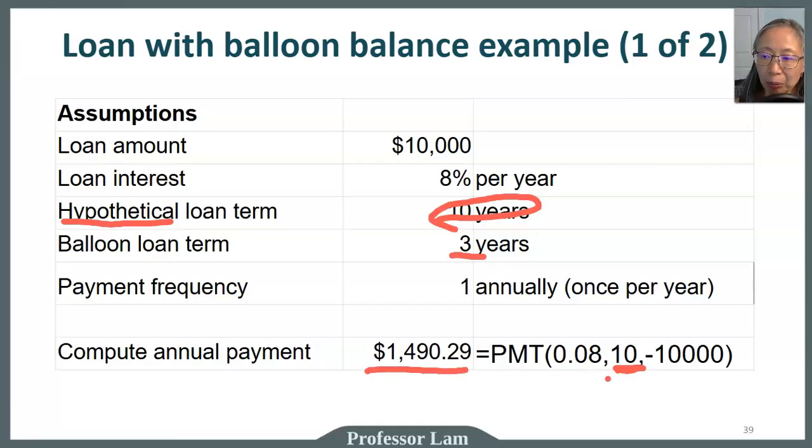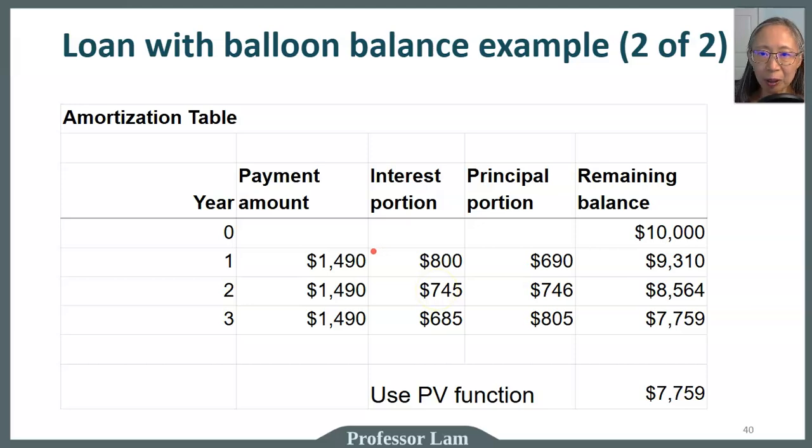Remember when we amortize this over 3 years, the payment amount was $3,880. So the payment is much lower when we allow a hypothetical term of 10 years, of course. Let's take a look at the consequence of this hypothetical extended loan term. We compute the amortization table using the same principle. So the payment amount is $1,490.